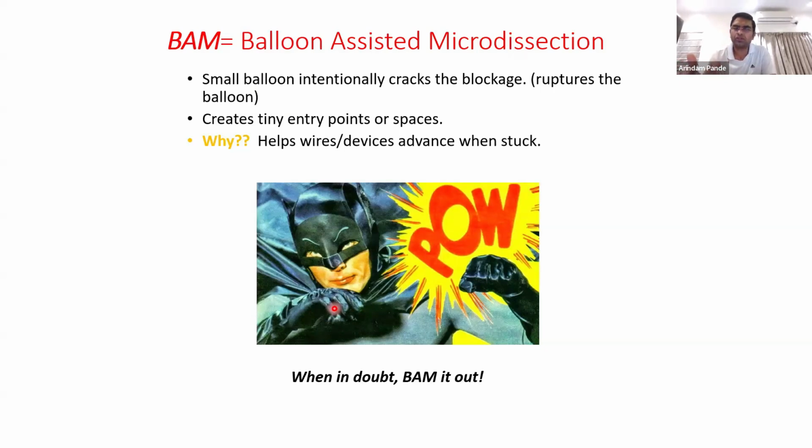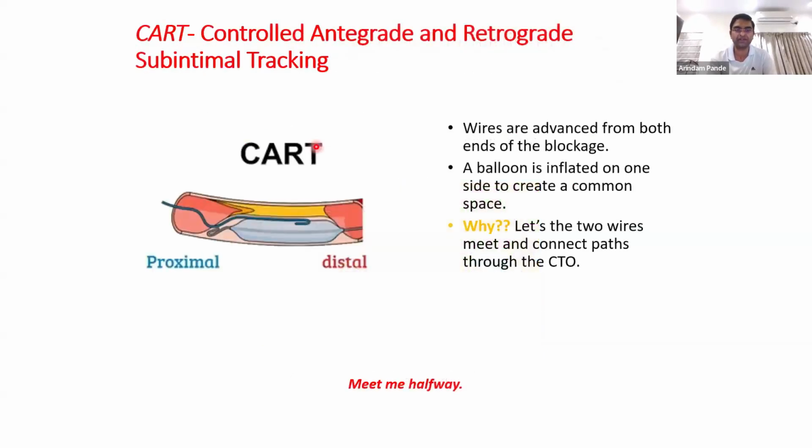This is also known as granuloplasty, where a small balloon is taken as deep as possible into the CTO segment. Then we rupture the balloon by going to supra-threshold pressure. This will create a tiny entry point space and help the wire or device advance when stuck. So this is the technique known as BAM, or balloon assisted microdissection.